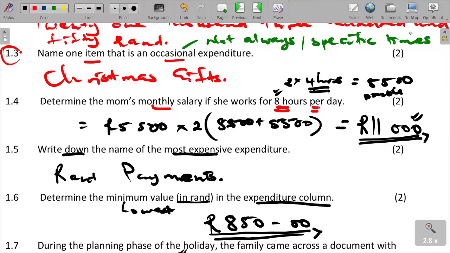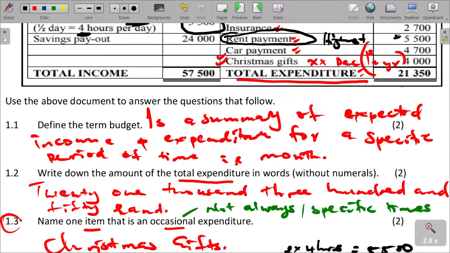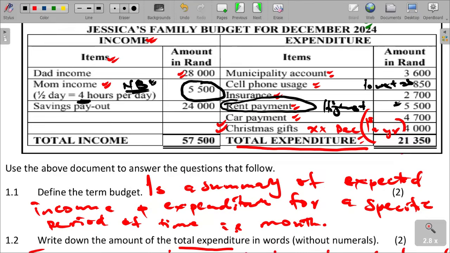So we want to go to the next question, which is saying write down the name of the most expensive expenditure. The most expensive expenditure on the budget is rent payments. We can identify that on the family expenditure list. We can identify that the most expensive one is 5,500.